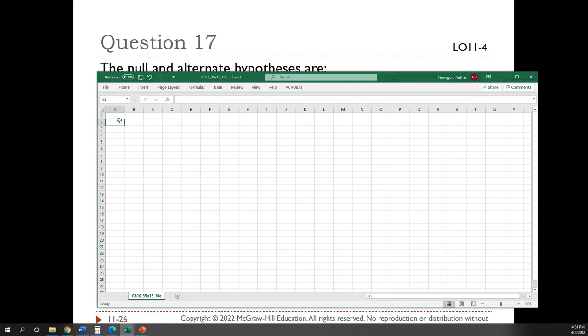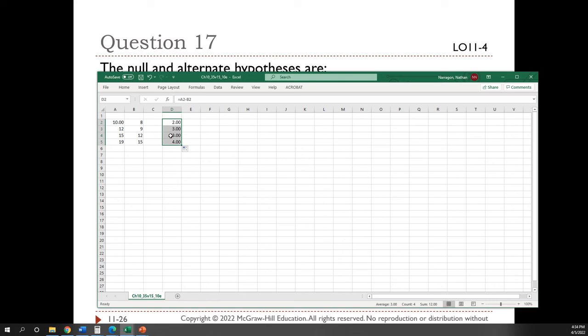So we have 10, 12, 15, 19. That was for the day shift. Afternoon shift was 8, 9, 12, 15. So the difference is going to equal day shift minus afternoon shift. Let's solve for all four.